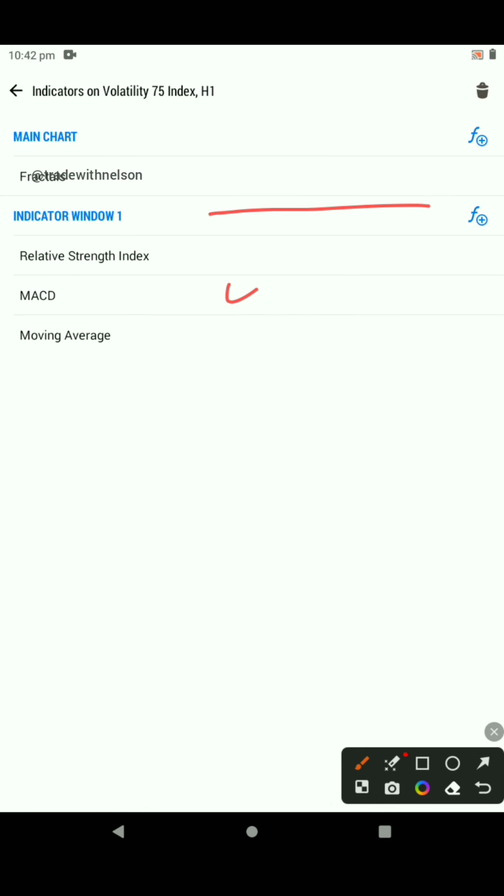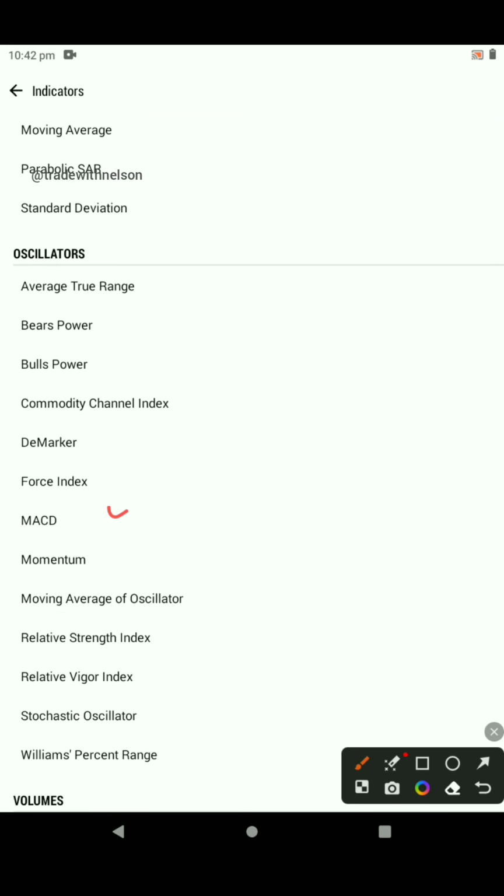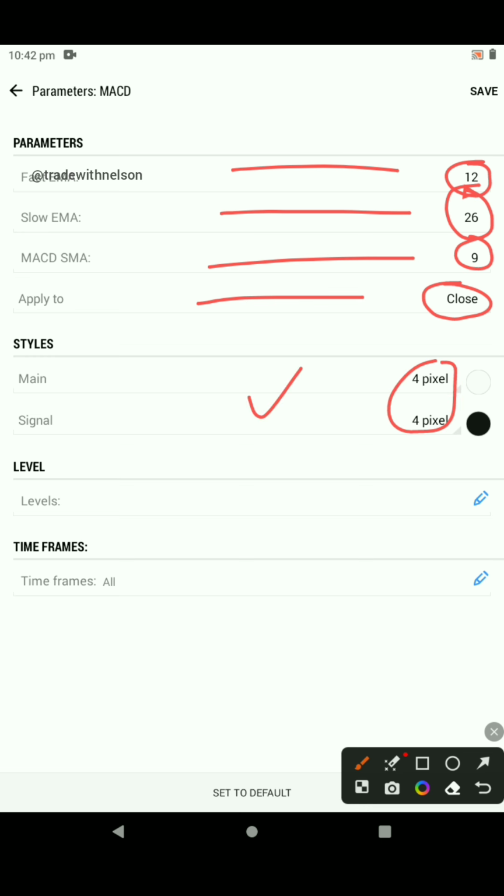For the MACD, click on the F icon on indicators Windows 1. Scroll down a bit. MACD. Make your fast EMA to be 12, slow EMA to be 26, MACD SMA to be 9, apply to close. For the styles, make it 4 pixel, select color of your background and select color of your choice. After that, click on save.